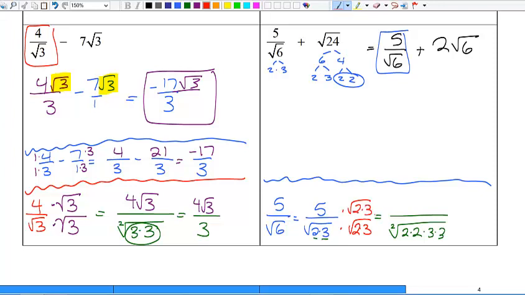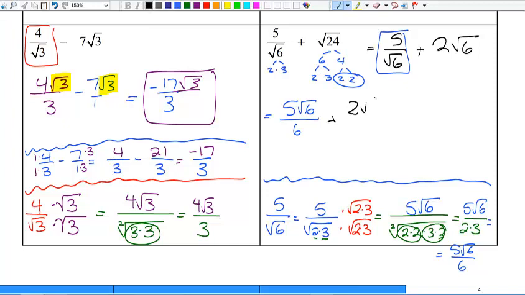Whatever you multiply the denominator by, you have to multiply the numerator by. And when I multiply the numerator out, that gets me 5 square roots of 6. The 2 and the 3 can't come out of the house. In the denominator, it looks like the 2's get to come out, the 3's get to come out. No big surprise there. We chose it that way. So this is 5 square roots of 6 over 6. So I'm going to come up here and put that back in for 5 over root 6. So 5 square roots of 6 over 6. We still have to add that to 2 square roots of 6.